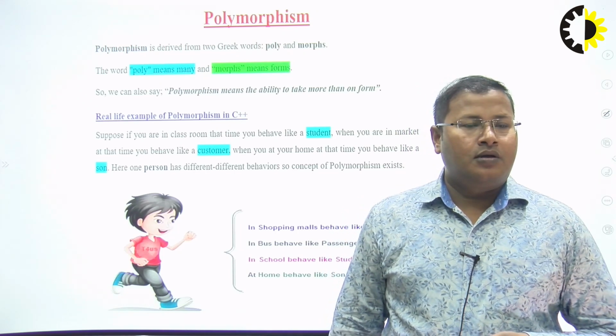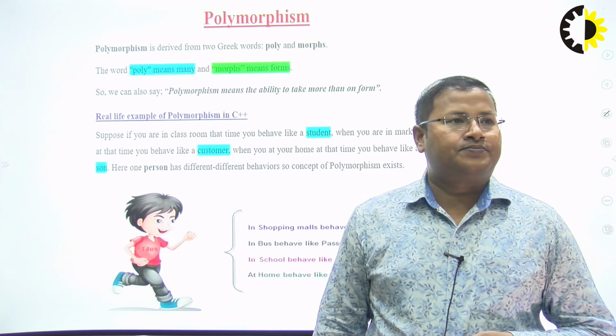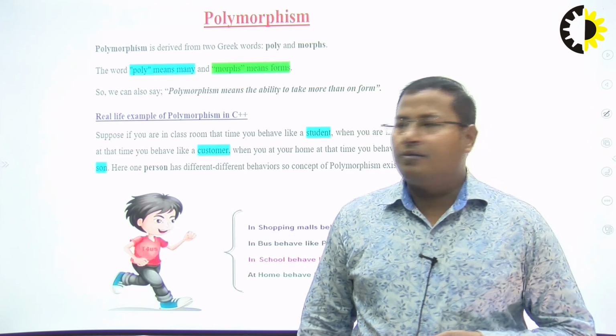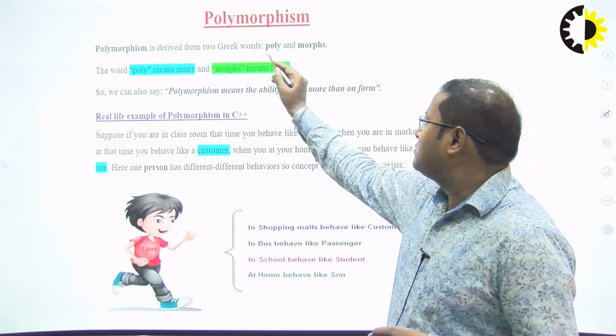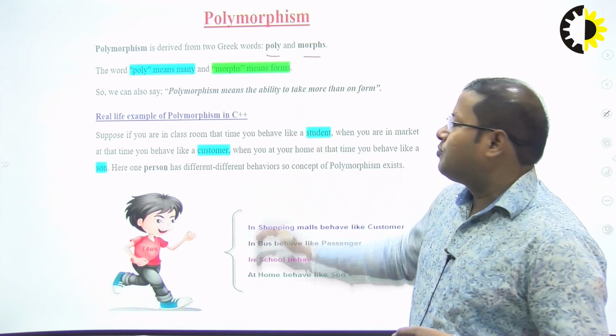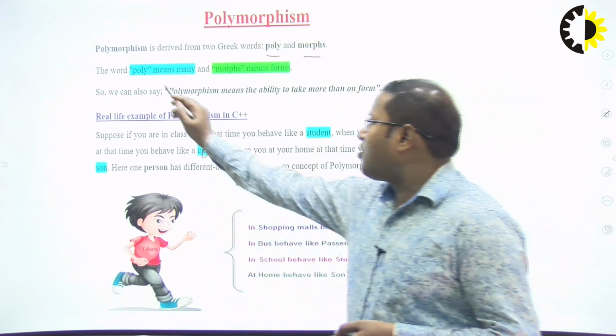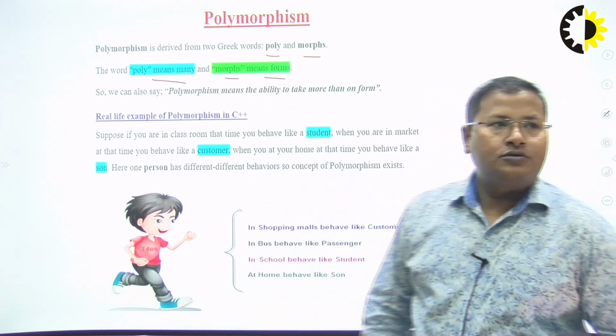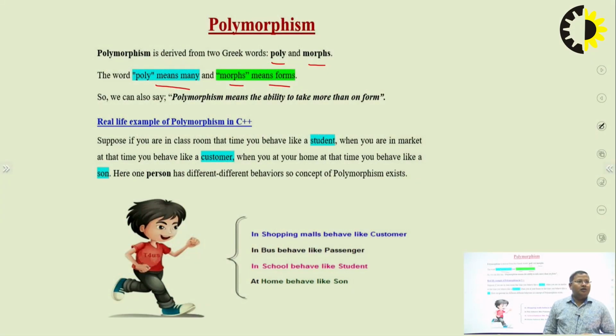Now, polymorphism. Polymorphism is derived from the Greek words poly and morphos. Poly means many and morphos means form. So we can say polymorphism means the ability to take more than one form.